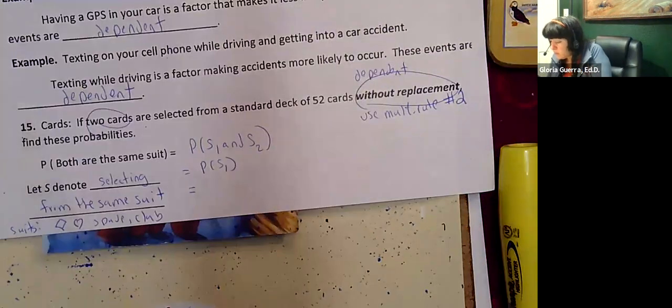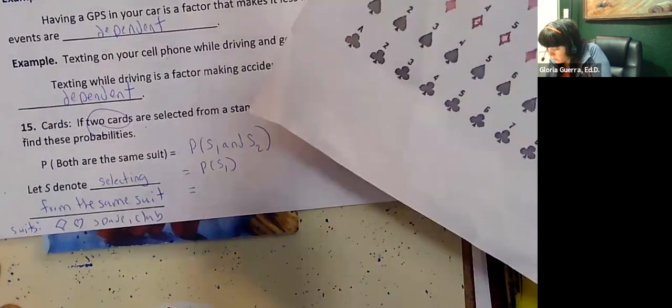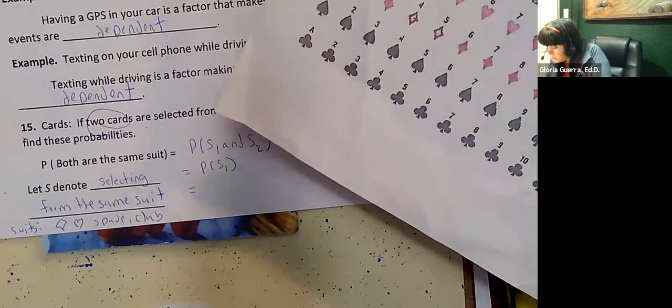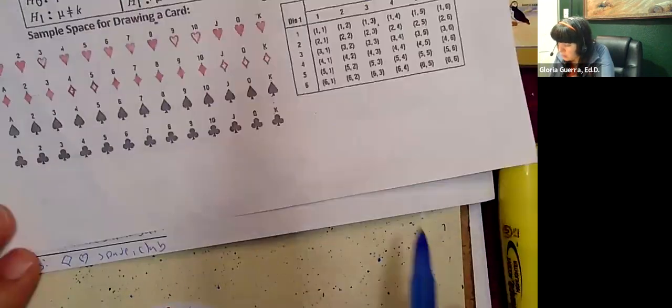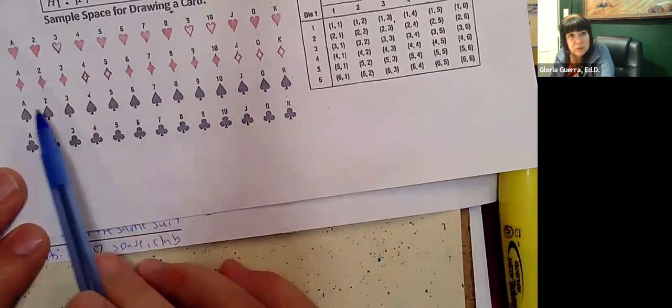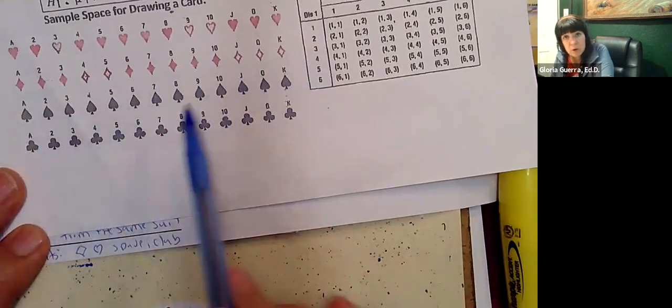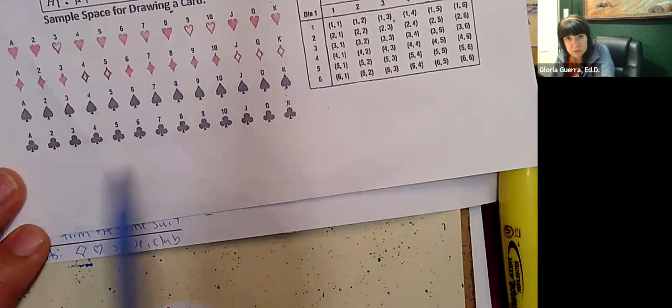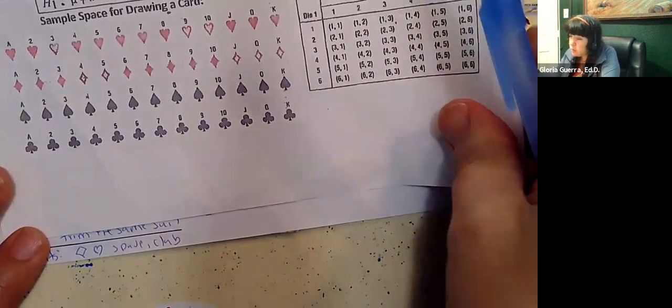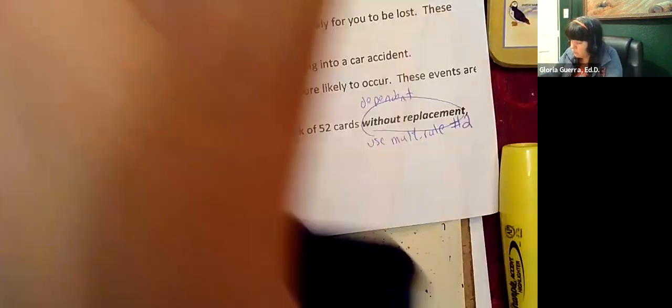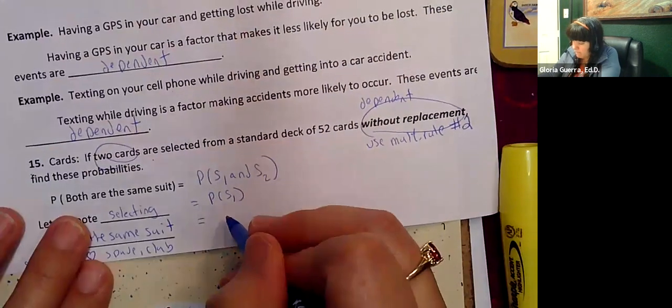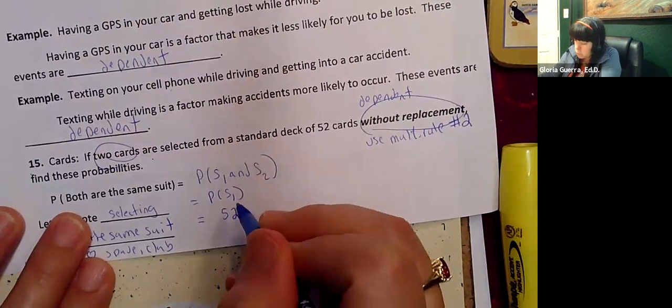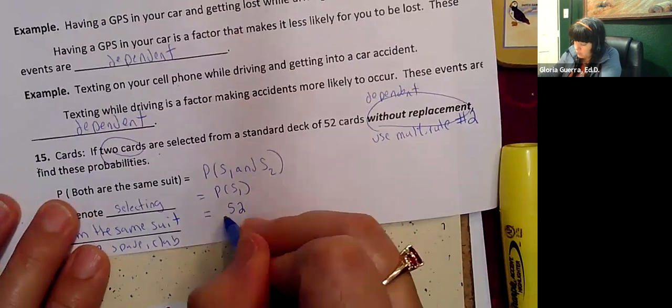Oh, here it is, way at the bottom. Sorry. So they're going to be from the same suit. The first time you pick a card, it could be any of these. You're going to pick a card, and whatever card you pick, that's the suit you're going to have to stick with. So that's why that's going to be 52 over 52.